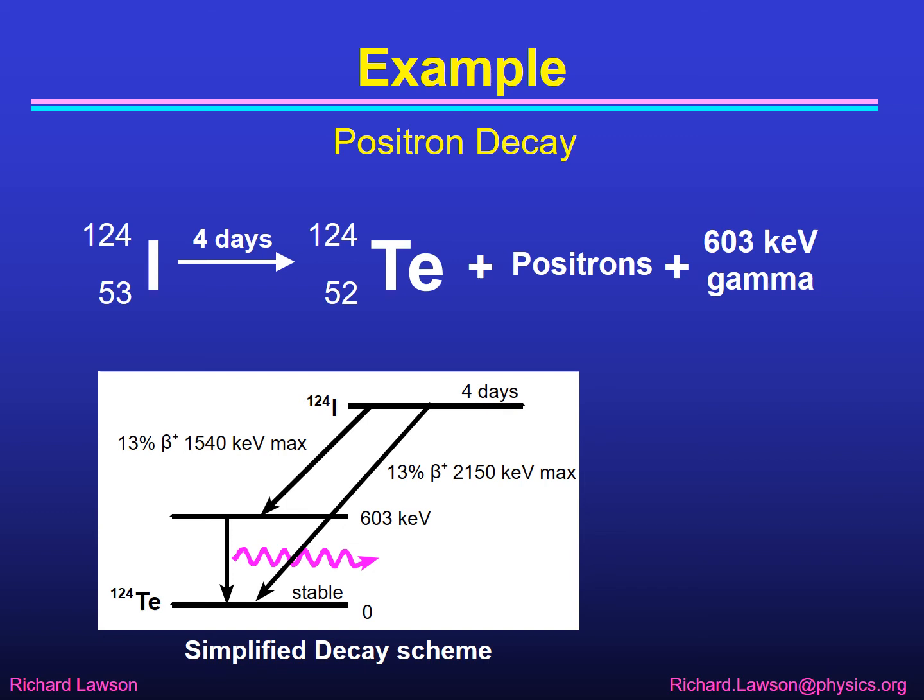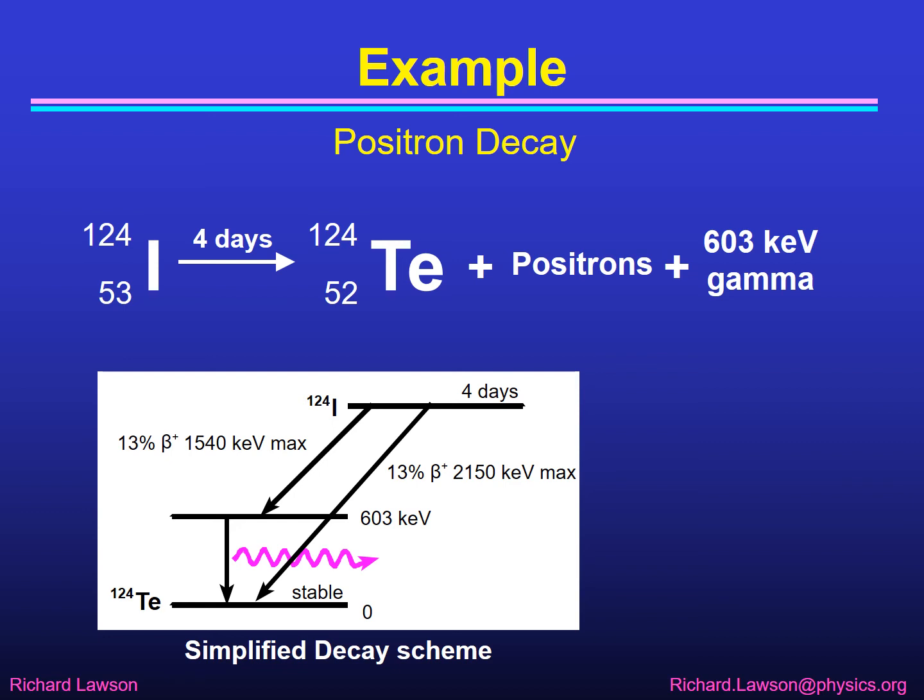On the decay scheme, we start off with iodine-124 at a high energy here with a 4-day half-life, and in 13% of the cases it will emit this positron with a maximum energy of 1440 keV, bringing it down in energy and to the left because we have reduced the number of protons, and it ends up at this state here, which is 603 keV above the ground state. So it gives off the energy as this gamma ray here with 603 keV, becoming stable tellurium-124.